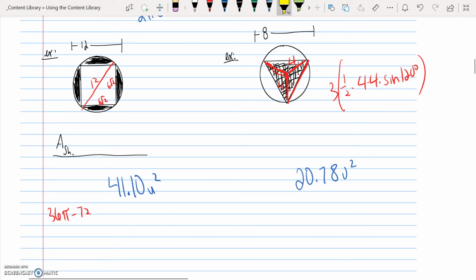If I just focus on this yellow one, I have side of 4, 360 divided by 3 means that the angle between them is 120, so the area of this one yellow triangle is 4 times 4 times the sine of 120 times a half. Triple that, so here's my setup for that, and I get about 20.78 units squared.